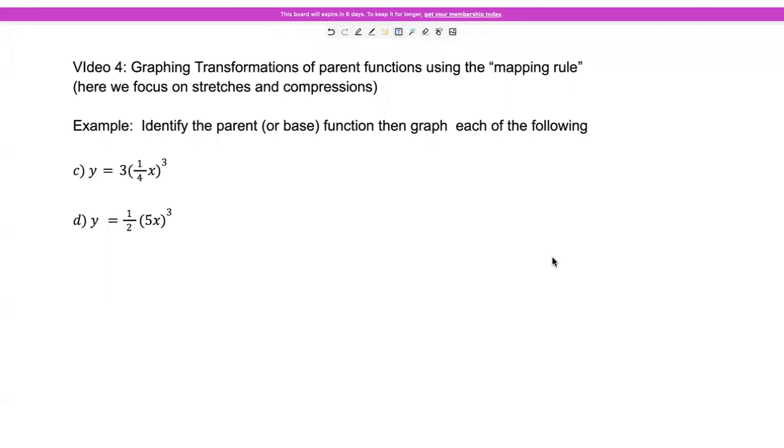Here I'm going to do some examples with stretches and compressions on the base functions y equals x to the 3. When you look at these two equations, out of all of the base functions you've seen before, they should look to you the most like y equals x to the 3. You shouldn't think about the root x, x squared, 1 over x, absolute value of x. None of that look similar to the function that we have here. So the base function is y equals x to the 3.